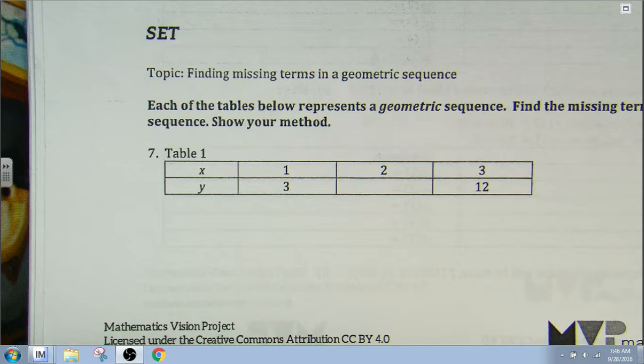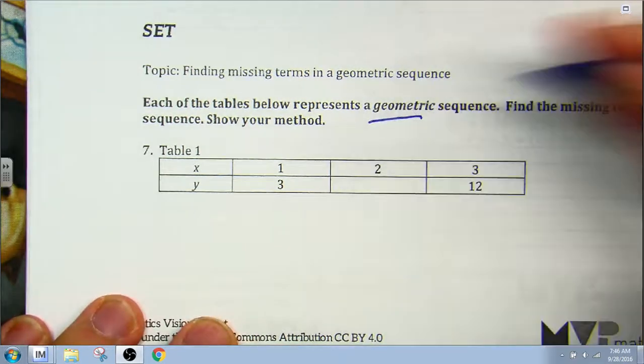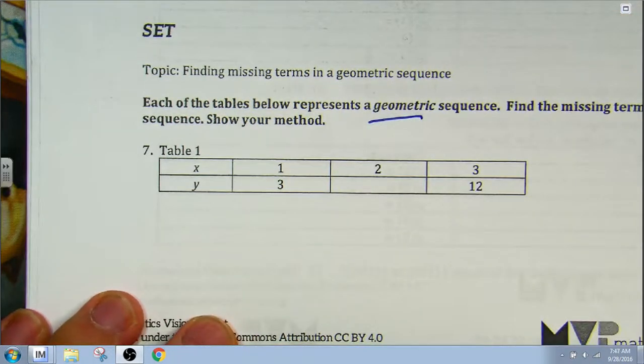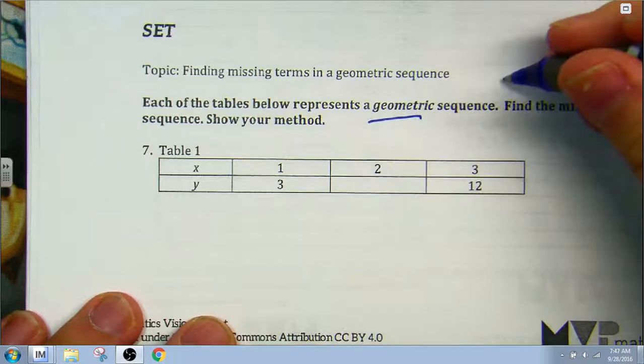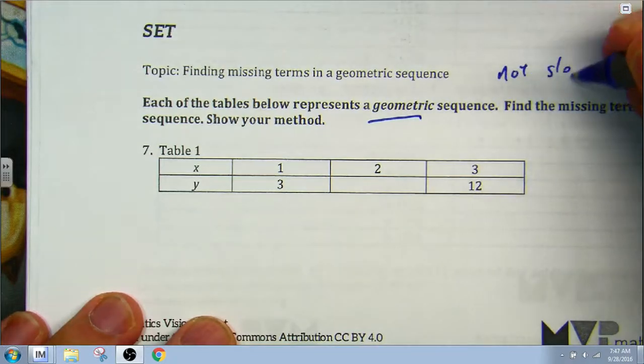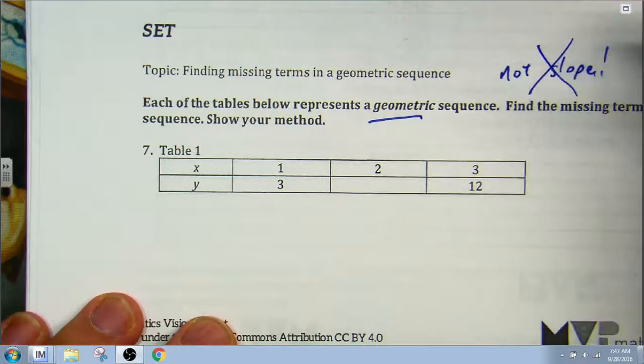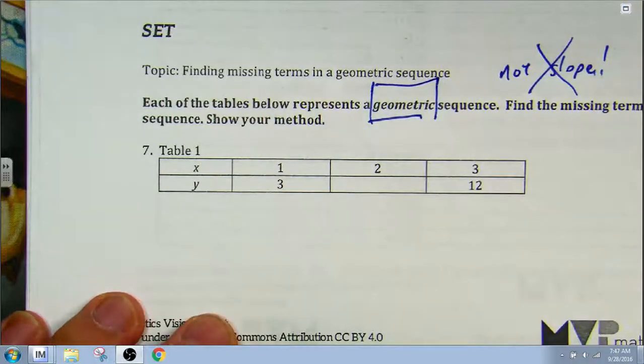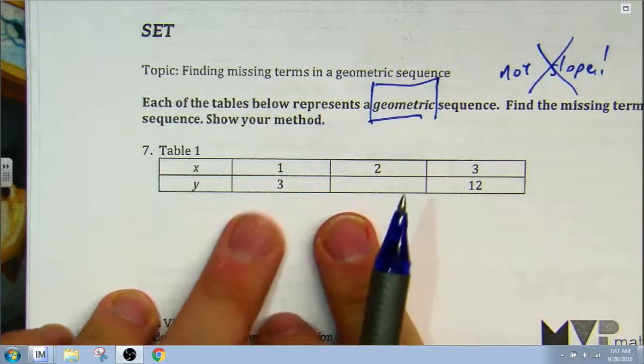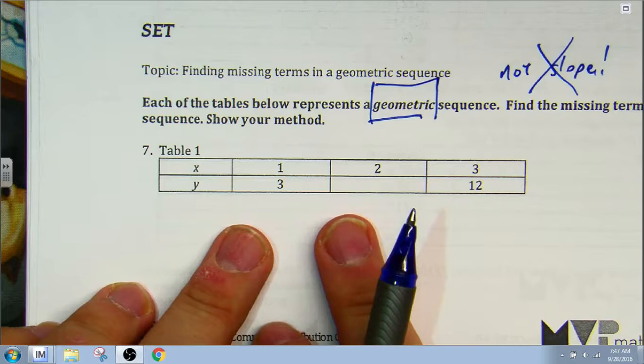When we're looking at geometric sequences, again, there's a couple different ways to look at it. Now, geometric is very different than arithmetic. That change isn't the same thing as slope, so it's not slope. Okay, so don't make that mistake. Geometric means we're doing something a little bit different. Let's look at what's going on here to find these geometric sequences.